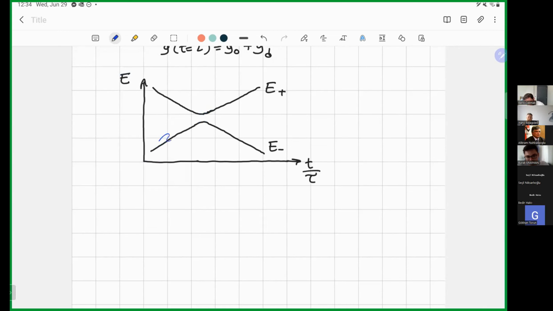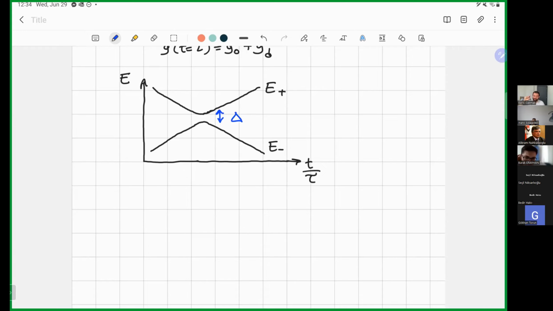So avoided crossing is, I guess, self-explanatory. These energy eigenvalues were starting to converge to each other, but after some point they avoid this crossing of the energy eigenstates, and then they get separated again. Okay, so this minimum gap that you see here is when G is equal to 0. So this is delta basically. This minimum gap is determined by delta.